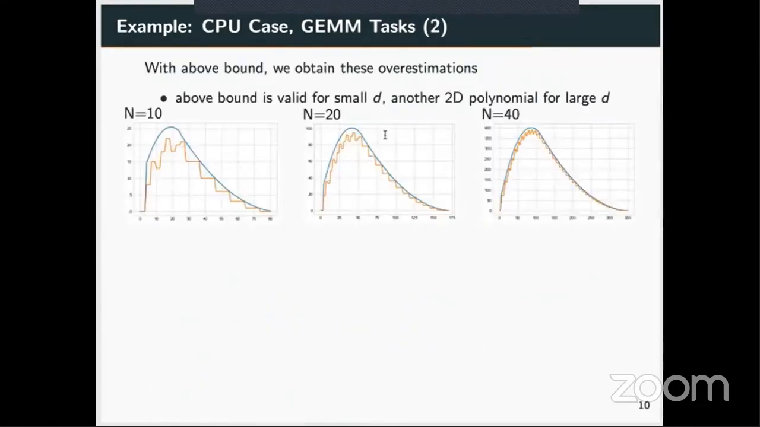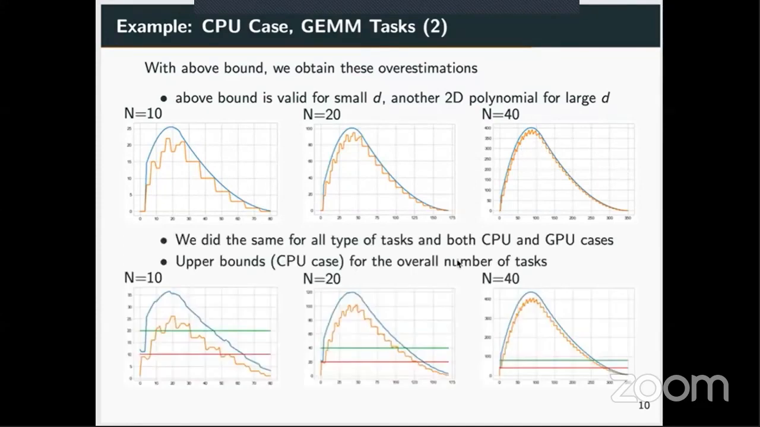Yes. So that's the result for the GEMM for the different sizes. Here is the actual number of tasks that run in ALAP schedule without resource limitation. And in blue, you have the number of this other estimation. So you have it for different problem sizes, and you can do the same for both CPU and GPU cases, and you can do it for all types of tasks, and we obtain this type of plots.